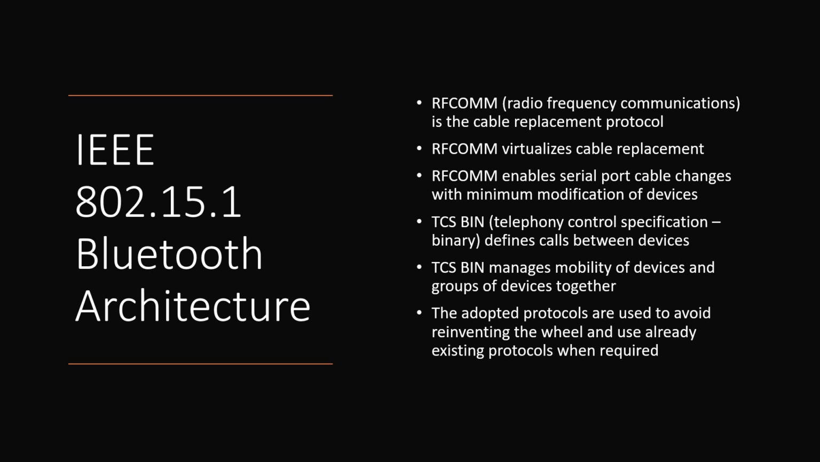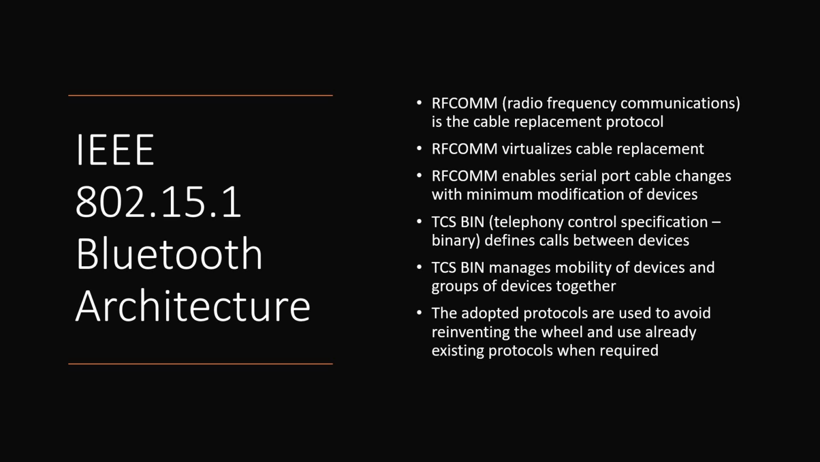The next is TCS bin, which is telephony control specification, and bin for binary. So this defines the calls between the devices. So it manages the mobility of devices as well. For example, whenever two Bluetooth devices are communicating with each other, and let's say are in a call with each other, and both of them are moving, some sort of a manager needs to be there which handles all the changes, and that is done by TCS bin. Okay, so it also manages when groups of devices communicate together.